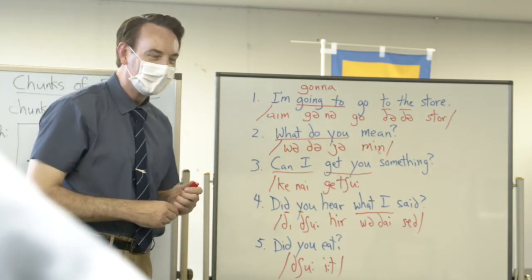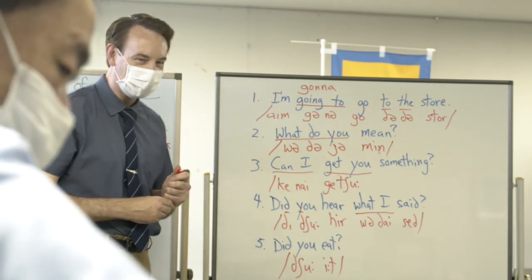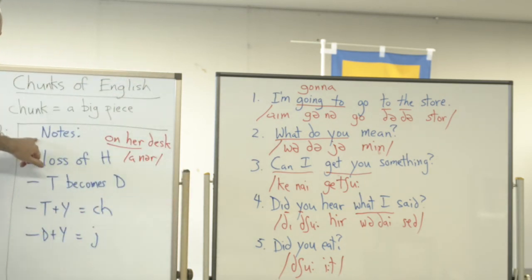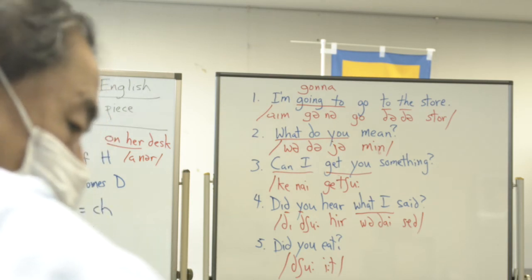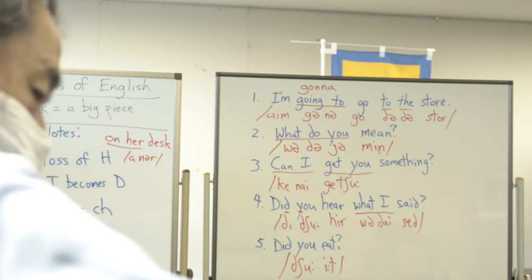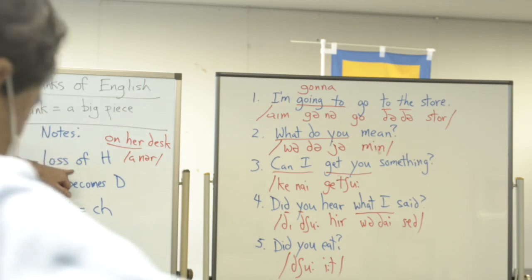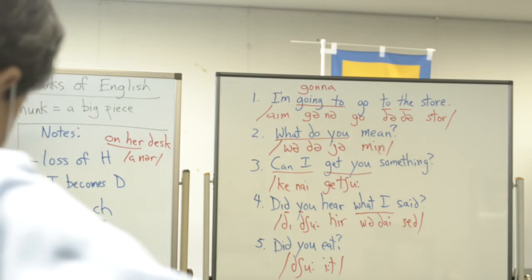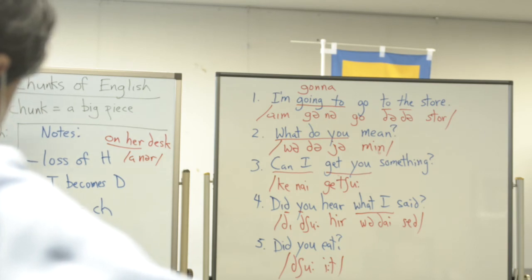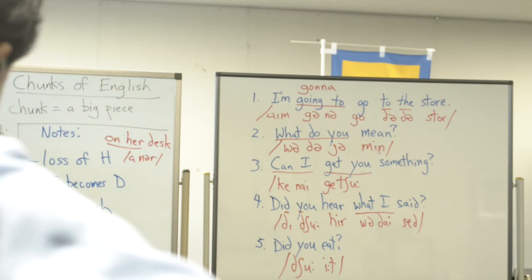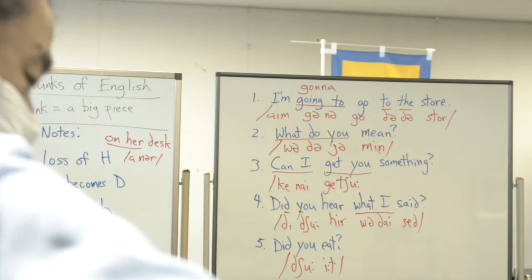All right. My time, wow, that went quicker than it was supposed to go. Let's review. All right, notes. Oh, you don't have to repeat. Okay. To make the chunks, we lose the H sound. Okay? T becomes D. T plus Y equals cha. D plus Y equals ja. All right? And the vowel sounds ah and ah you have to recognize.